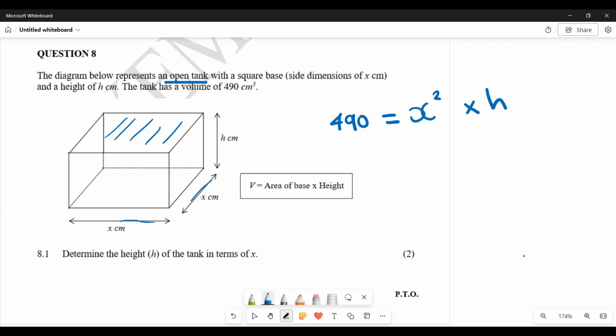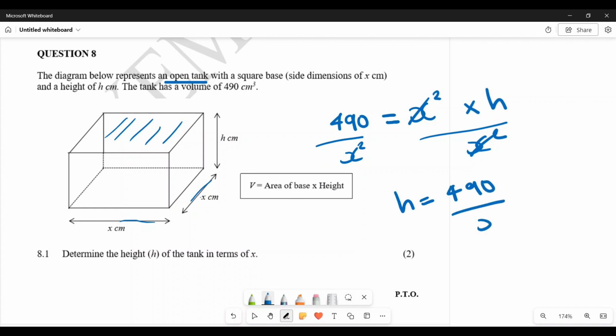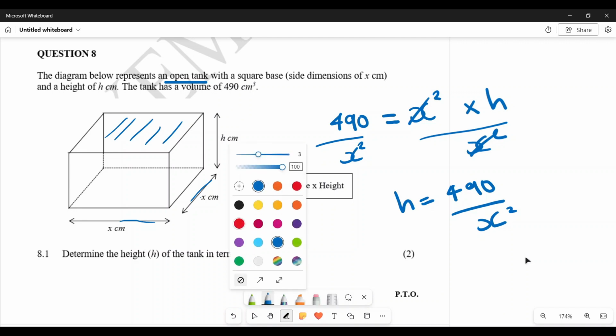They said I must make h to be in terms of x. So basically here, I'm going to get rid of this x squared by dividing on both sides, so that these two could cancel out. As a result, my h is going to be 490 divided by x squared. We're going to make use of this value going forward when we will be doing our calculations, and you would see what I mean by that. So now let us proceed to the next question.